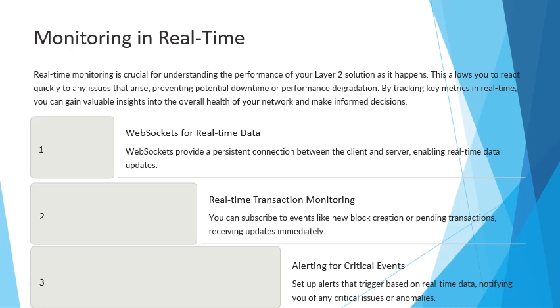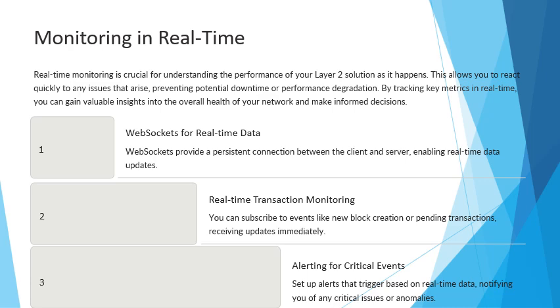Now, real-time monitoring is crucial for understanding the performance of our layer 2 solution as it happens. This allows us to react quickly to any issues that arise, preventing potential downtime or performance degradation. By tracking key metrics in real time, you can gain invaluable insights into the overall health of our network and make informed decisions.